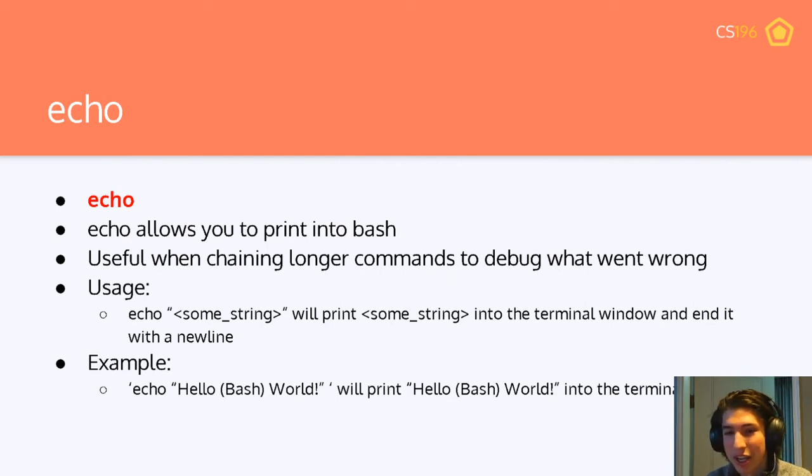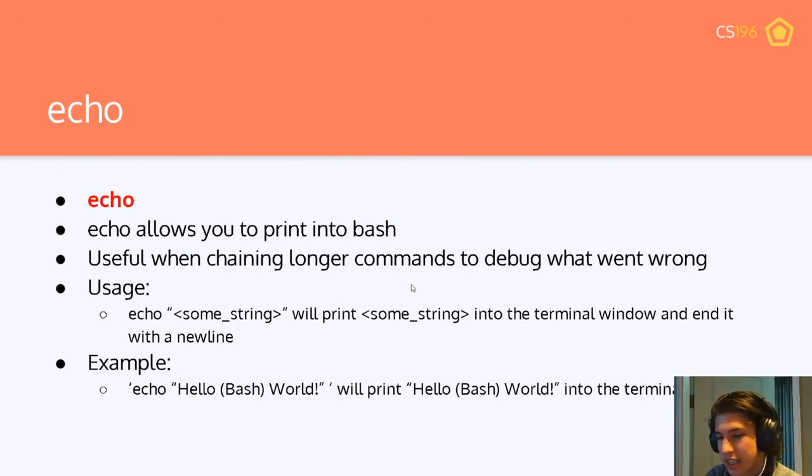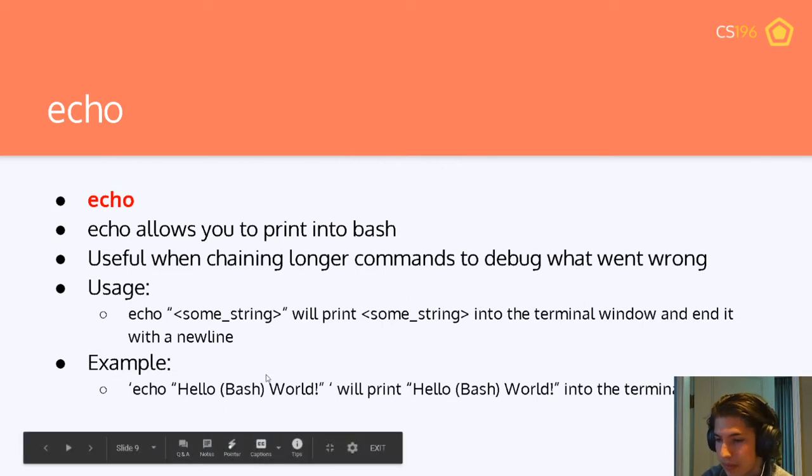So echo is a pretty simple one. It allows you to print things into the bash terminal. Whatever parameter you give it will be printed into the terminal. So if you say echo hello world, it will print hello world into your terminal. It's as simple as that. It's similar in a way to doing cat on a file that contains whatever you tell it.